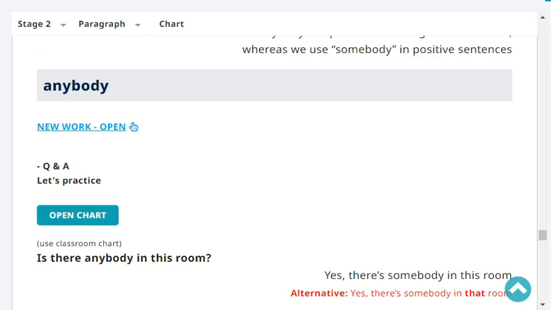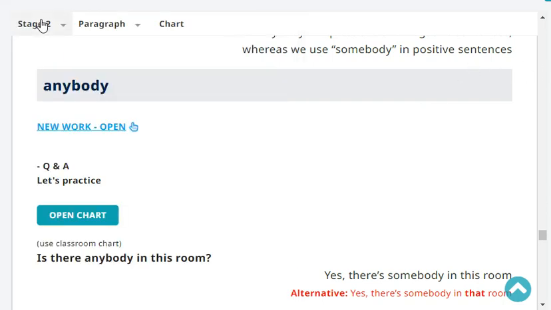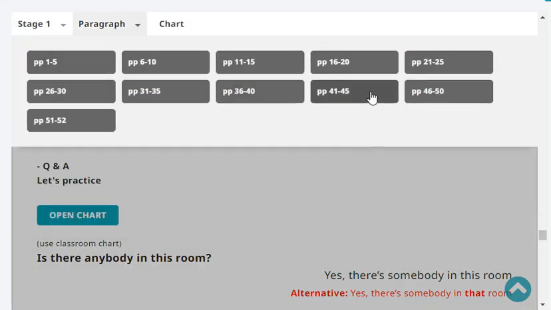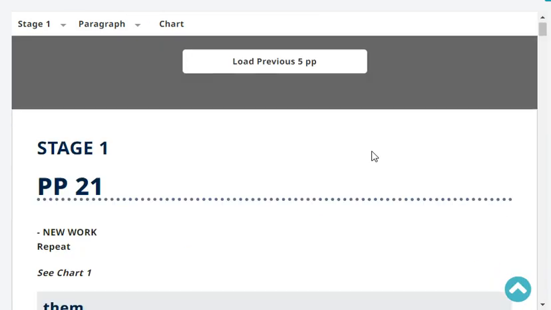Okay, now let's move on to our reading. Okay, so our reading, we ended up at stage 1, page 20. The last headword was us. Please start at page 21. Headword: them. Stage 1, page 21. Everyone, them.